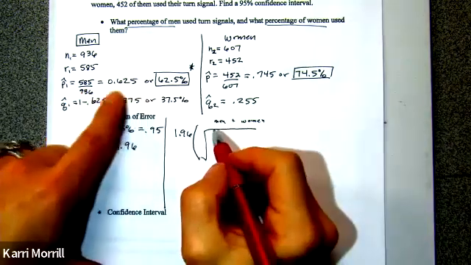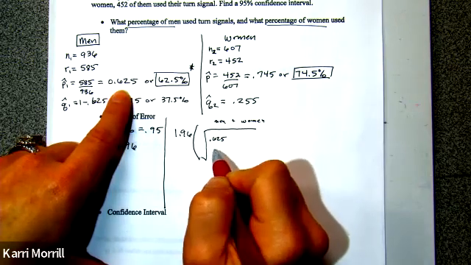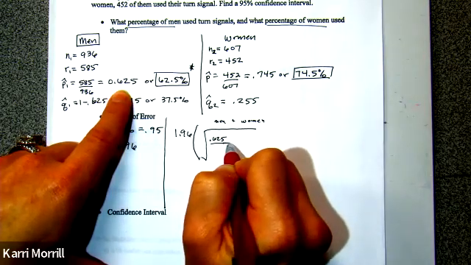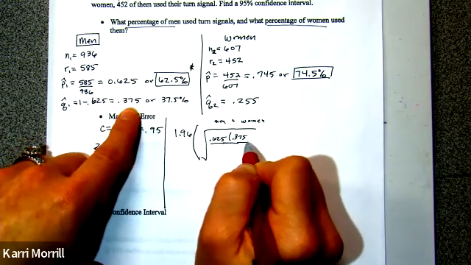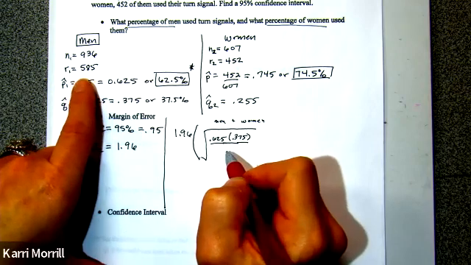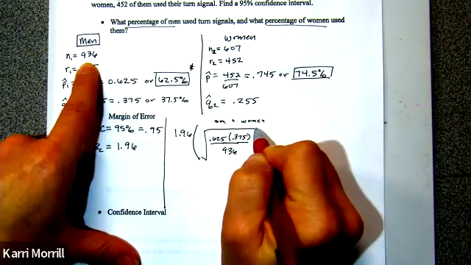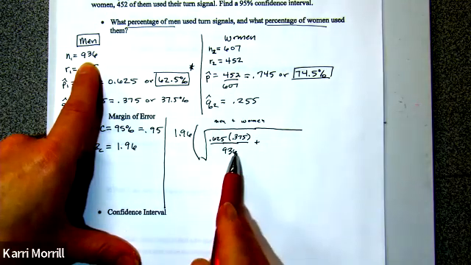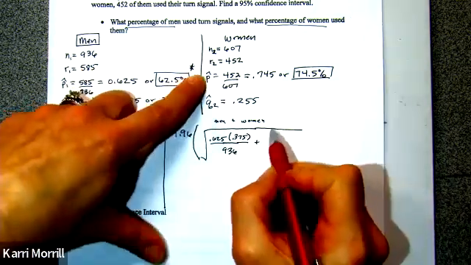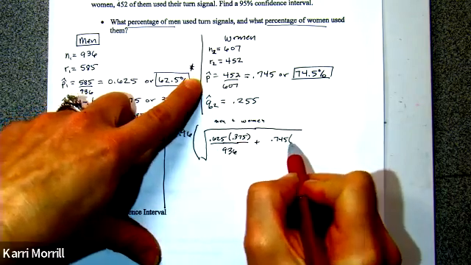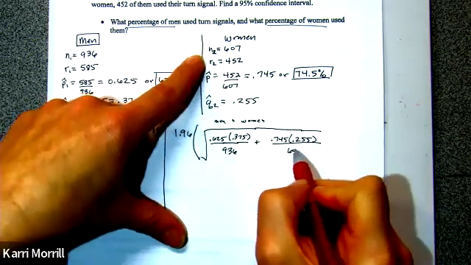So our P hat for men was 0.625. You need to use the decimal form. Times our Q hat, which was 0.375. And we divide it by how many were sampled, which in this case was 936. So there's a lot happening. That's one fraction plus another fraction, and that's going to be the women values. So 0.745 times 0.255 divided by 607.